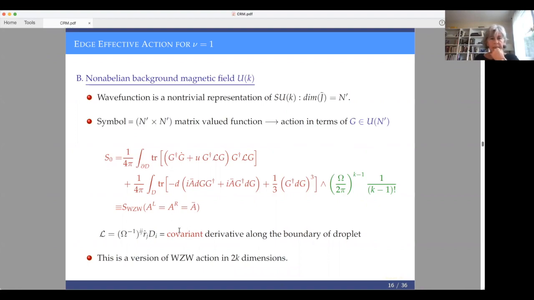Okay, so this is vectorially coupled between left and right. So there are no anomalies involved here. So this is the edge effective action in the case of the non-abelian fields.